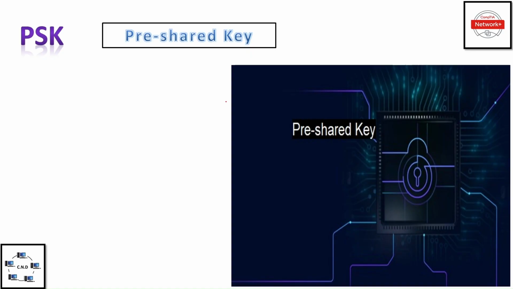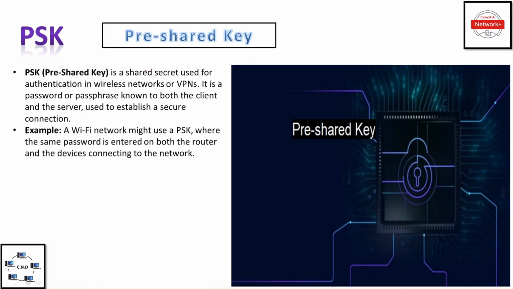PSK, that is the pre-shared key. So PSK, pre-shared key, is a shared secret used for authentication in wireless networks or VPNs. It is a password or passphrase known to both the client and the server, used to establish a secure connection. For example, a Wi-Fi network might use a PSK where the same password is entered on both the router and the device connecting to the network.